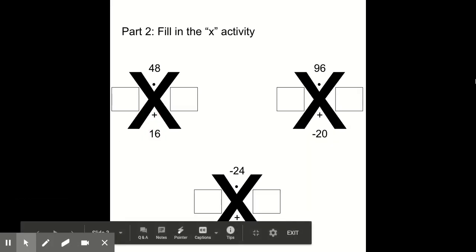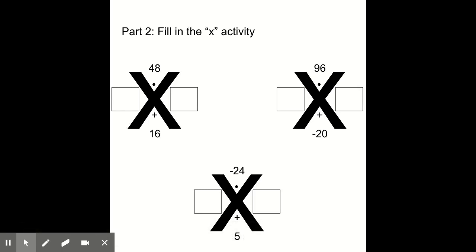For the second part of your activity, you're now given the opposite. You're given the top and bottom numbers, and you have to find the two numbers that multiply to give you the top number, but they have to add to give you the bottom number. So this is where it gets a little bit tricky.